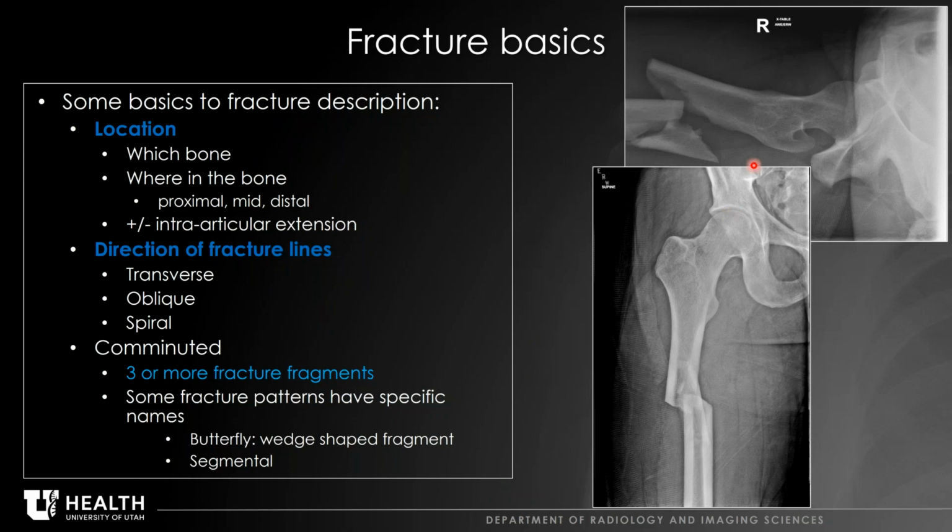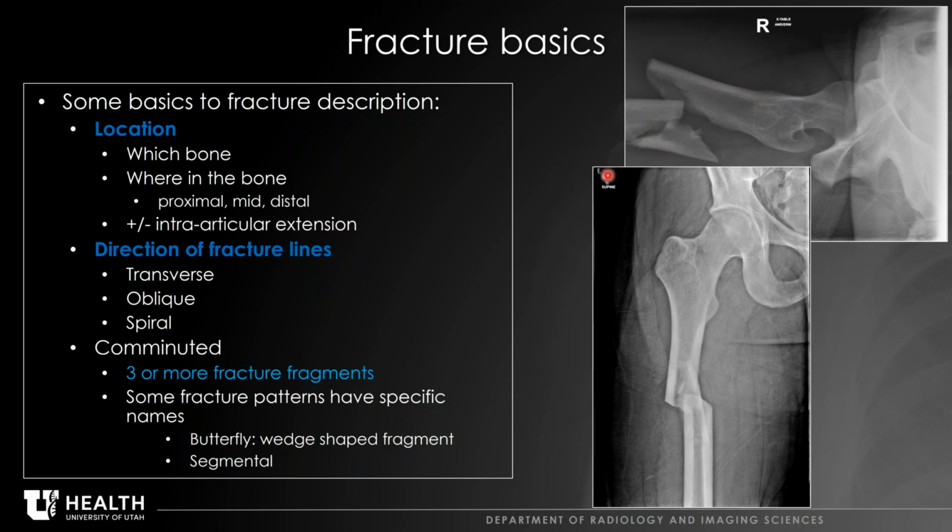So this fracture here of the femur, this is the proximal femur, this is the distal part of the femur, and this is a butterfly fragment right here. And it's a wedge-shaped fracture. So this has 3 pieces: this bone, and this bone, and maybe some smaller ones. So this is a comminuted fracture with a specific name of fragmentation being a butterfly.